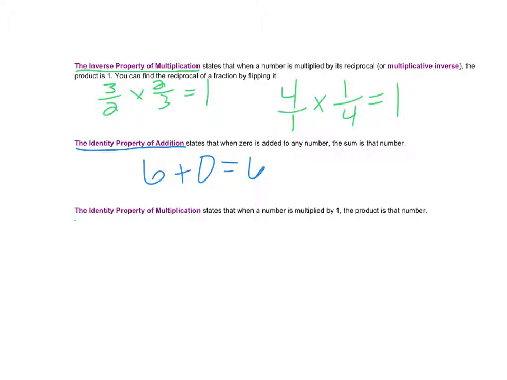Similarly, the identity property of multiplication says that if I take a number and I multiply it by 1, I get the same number back. So I bring back that 6, but now I want to use the identity property of multiplication, multiply it by 1, and I get that 6 back.